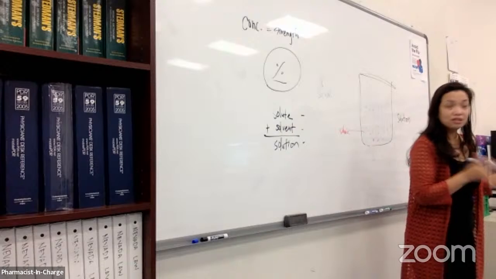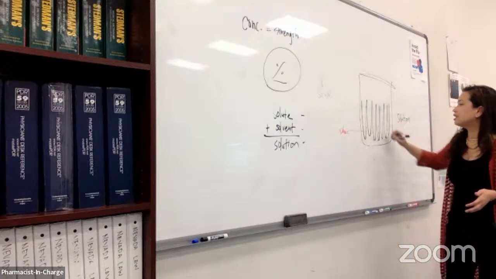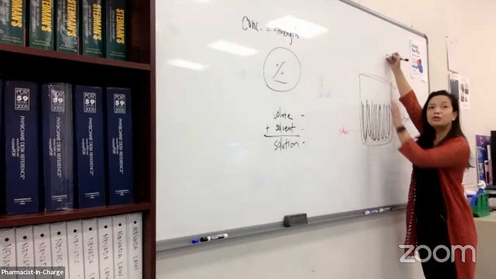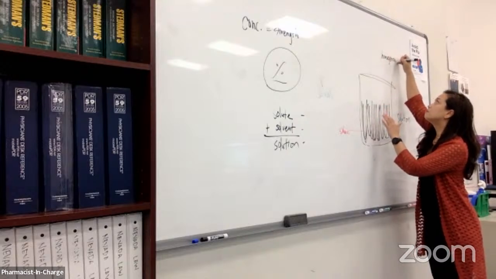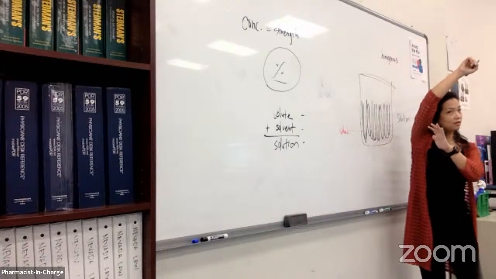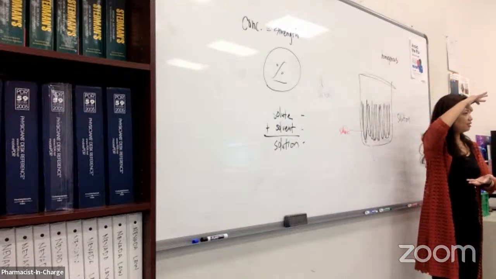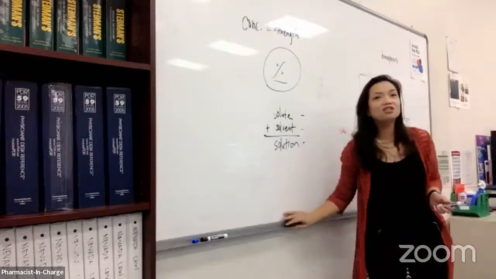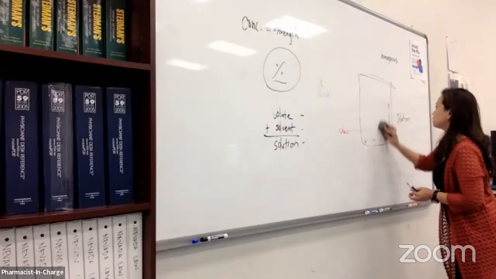A solution becomes one phase. Terminology again, hint, hint, wink, wink, PTCE. When it becomes one phase, it's called homo, because it's one, genius, right?